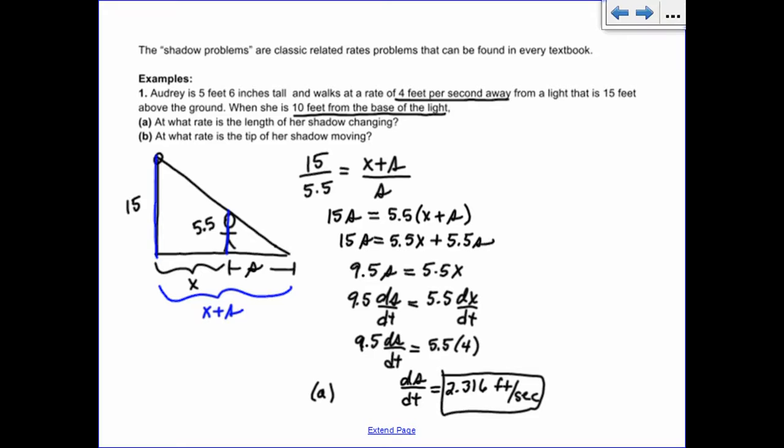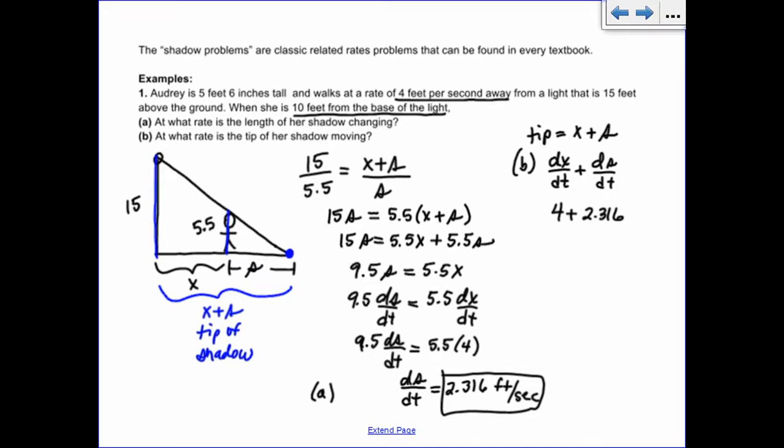Do you see? The tip of her shadow is actually the x plus s, because it's that distance right there. How fast is that point moving? Do you see what I'm saying? Okay. So the tip of her shadow is going to be dx over dt plus ds over dt. So maybe I should say tip equals x plus s. So when you take the derivative, the rate of change of the tip of the shadow equals that. So dx over dt was the 4, and then 2.316 was what we found. So we get 6.316 feet per second.